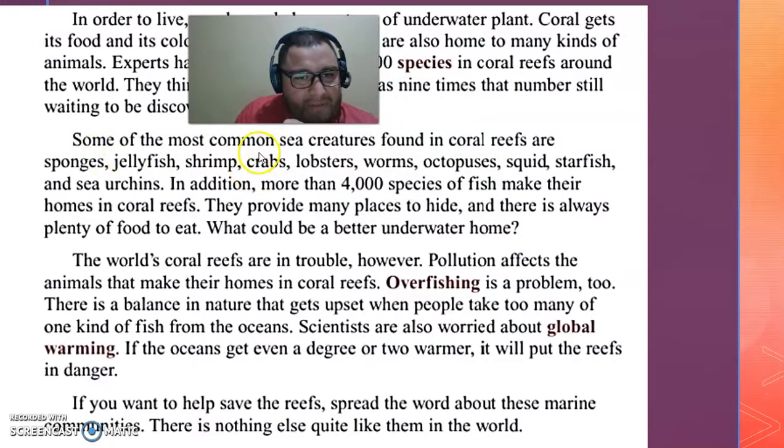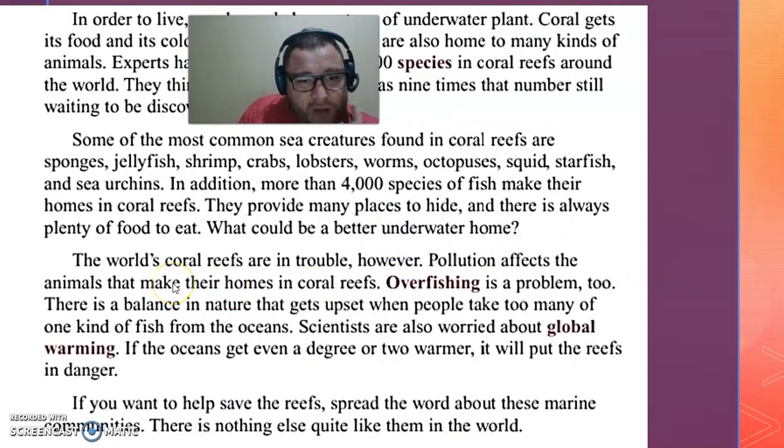Some of the most common sea creatures found in coral reefs are sponges, jellyfish, shrimps, que ricos, camarones, crabs, lobsters, worms, octopuses, squid, starfish, and sea urchins. In addition, more than 4,000 species of fish make their homes in the coral reef. They provide many places to hide, and there is always plenty to eat. What could be a better underwater home? This is the question, right? To understand and follow the paragraph.